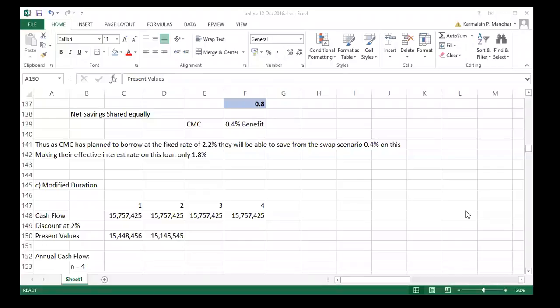Great. So the next step is keeping those values in the calculator. Don't clear anything. Keeping that value in the calculator, press 3, press N, and then press compute, press PV.